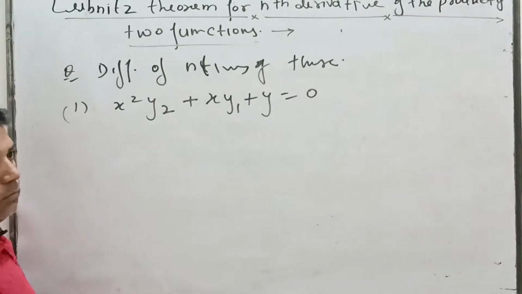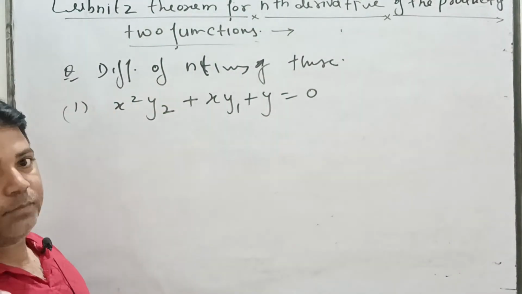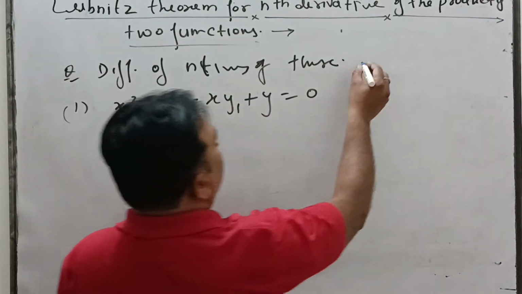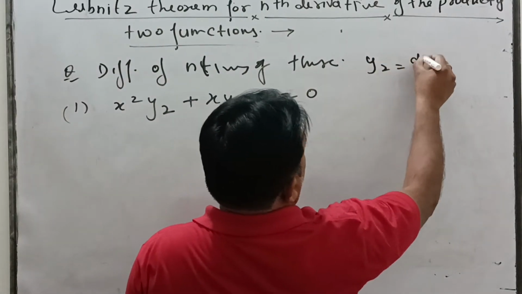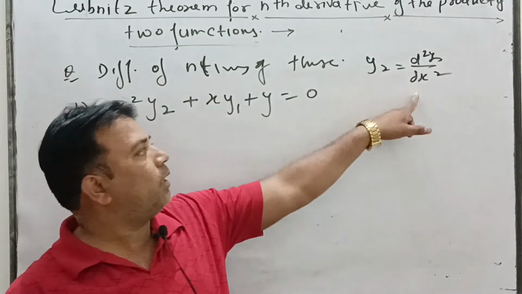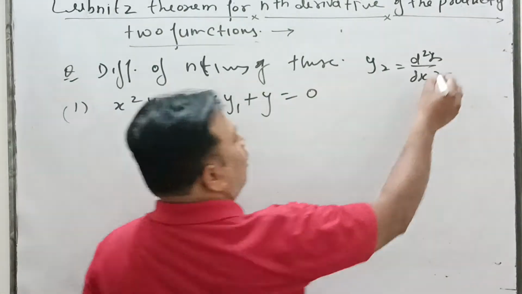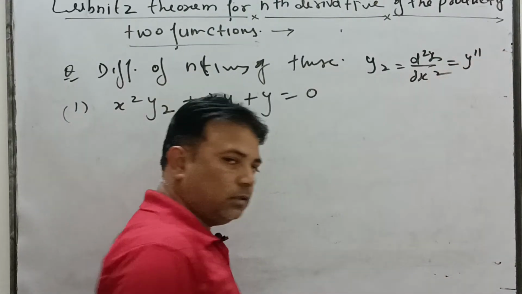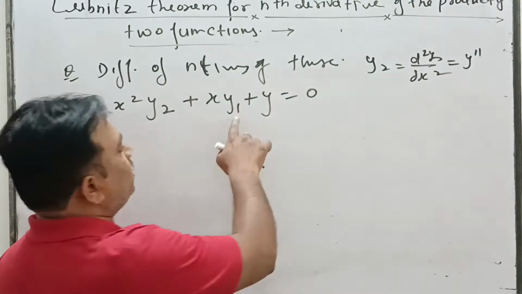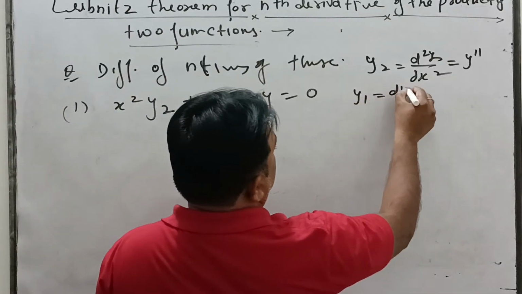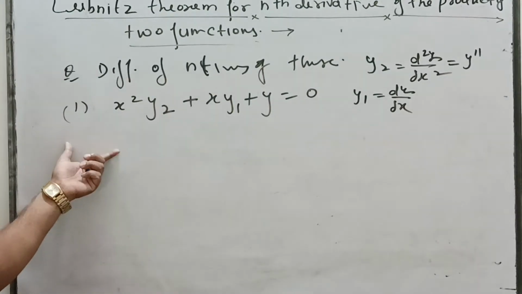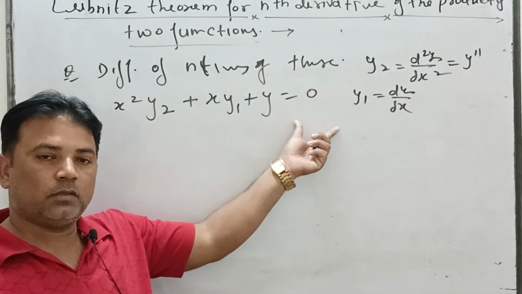For x square y2, the condition is that we differentiate only n times. Two times is already differentiated in this function. We know that y2 is d2y over dx2. We write d2y over dx2 in the form y2 or y double dash. This is two times differentiation of the given function. Similarly, y1 is dy over dx. We apply the Leibniz theorem to these functions.